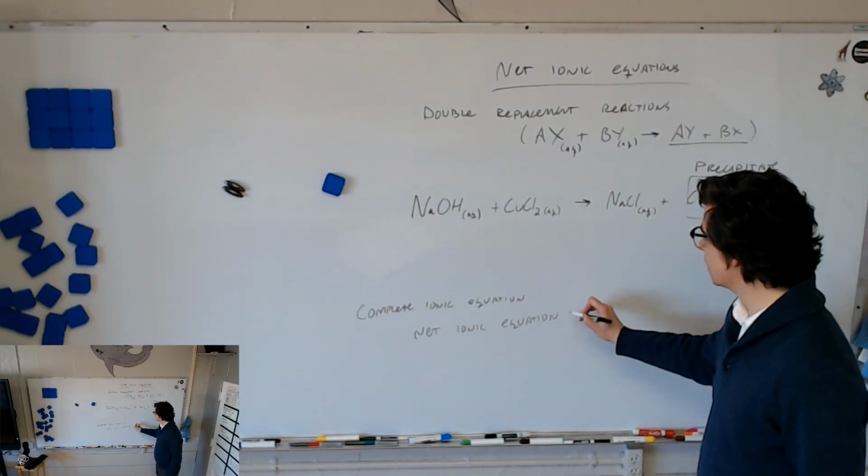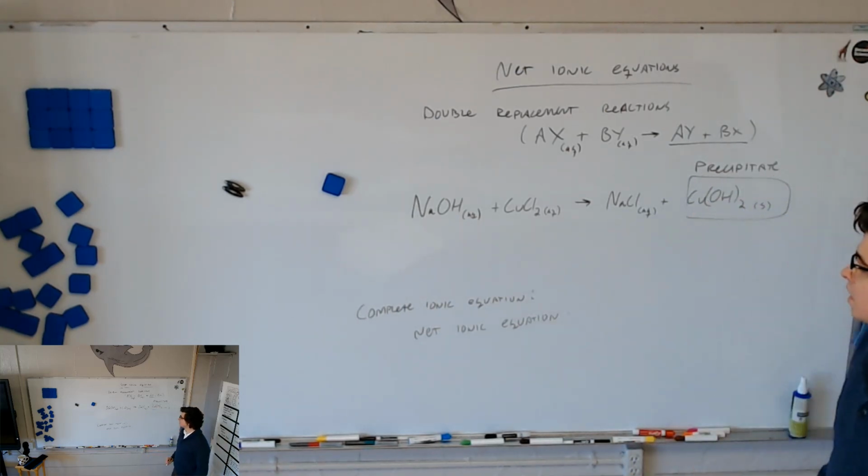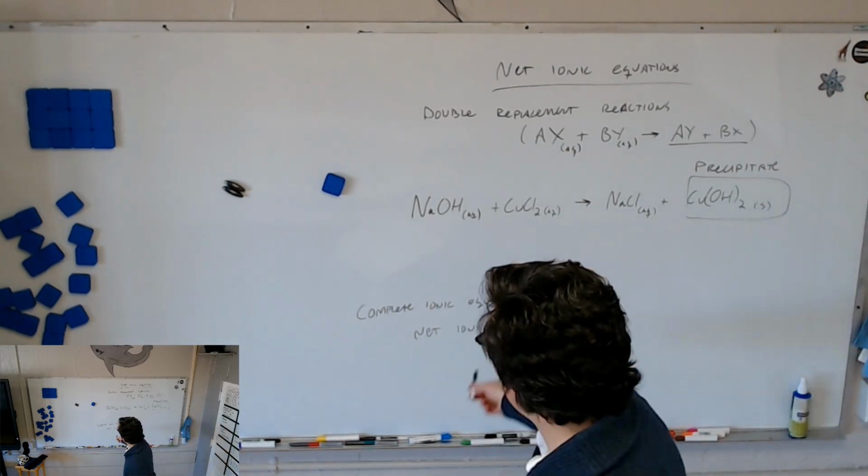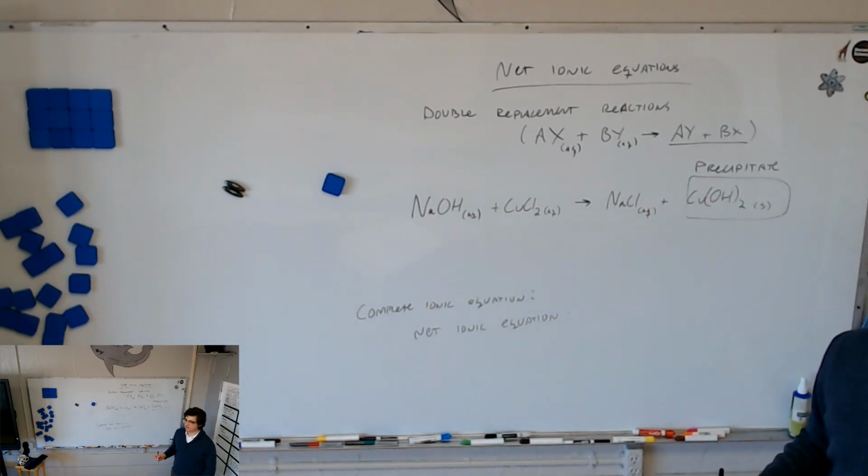I wanted these to line up, but they didn't, but that's okay. So for the complete ionic equation, write this down somewhere: the first thing you need to do is balance your equation. So let's balance this. Is it balanced?